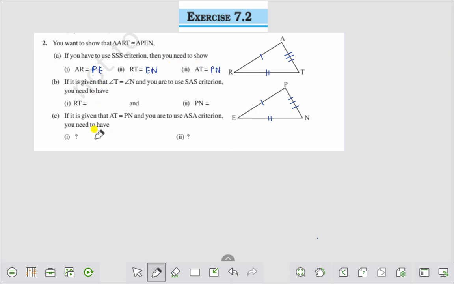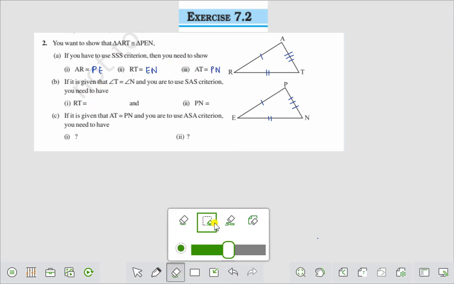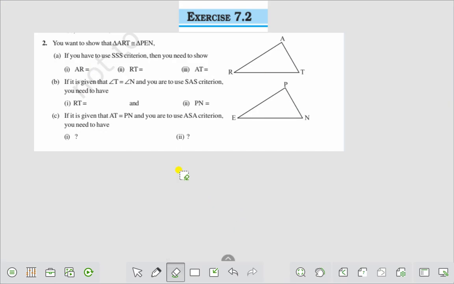Right? Now we'll solve question number B. If it is given that angle T is equal to angle N, and you use side angle side criterion, you need to have side angle side.